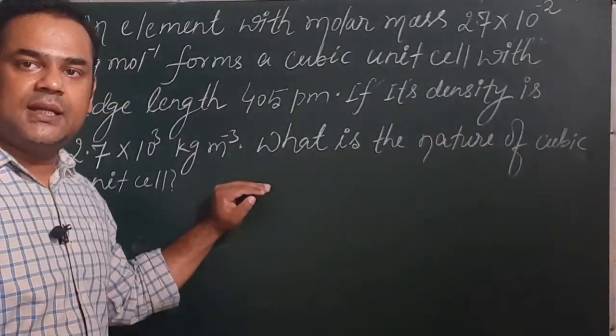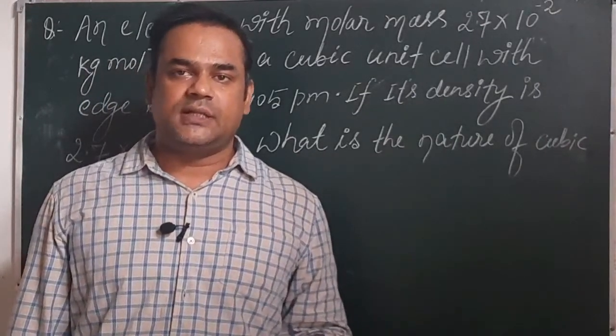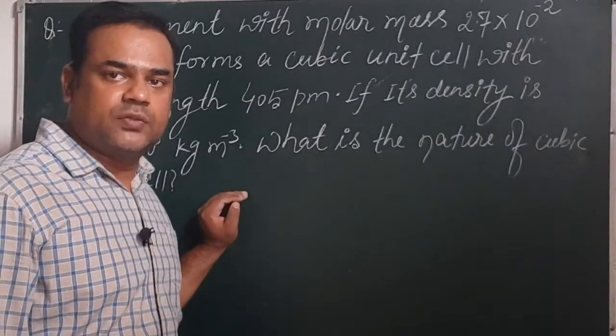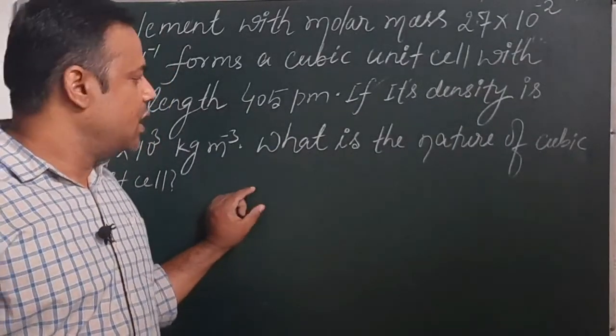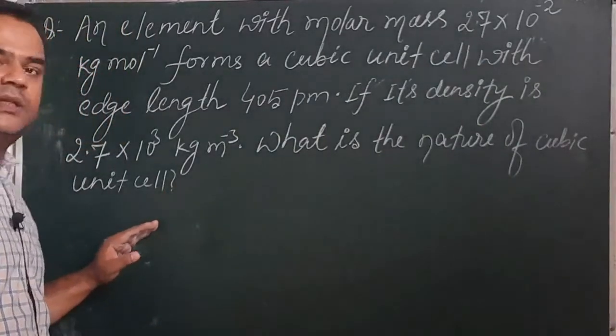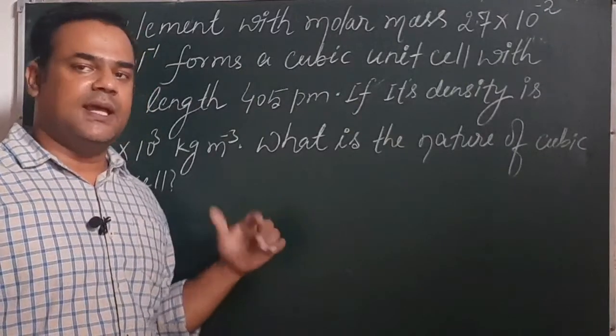And to determine that, we have to find the value of Z. If Z is coming 1, then it is SCC. Z is what? Number of constituent particles per unit cell. So if the value of Z is 2, then it will be BCC. If the value of Z is 3, then it will be FCC. And if the value of Z is 1, then it will be SCC.